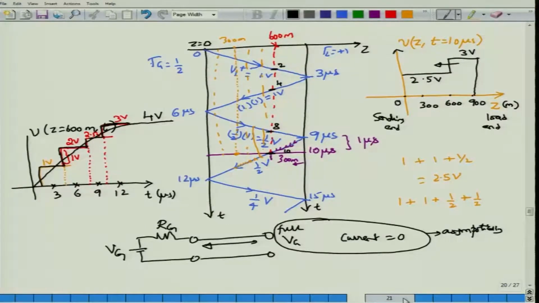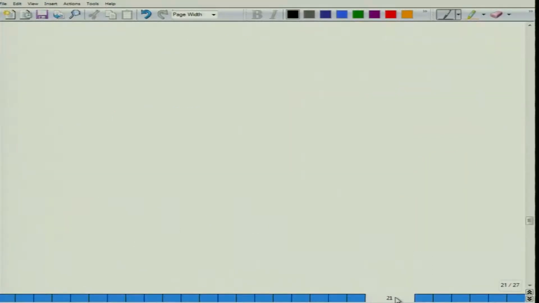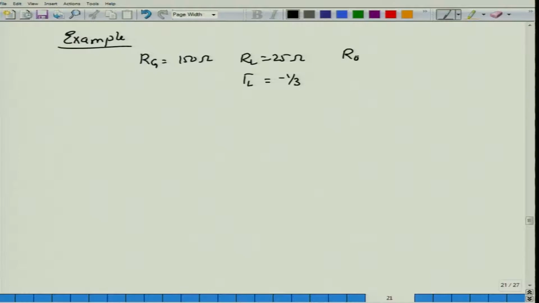Before dropping this transient propagation, let us consider one more case. Okay. In this case, we will consider an Rg of 150 ohms as we considered in the previous case. So, this is the other example that I would like to consider. So, we consider Rg of 150 ohms, RL of 25 ohms. So, you can now see that gamma L will be negative and gamma L will be equal to minus 1 by 3, where I am assuming R0 is still equal to 50 ohm. The length and other values are all the same, and what I want is again to see the voltage at 600 meter as a function of time up to say 10 or 12 microseconds.